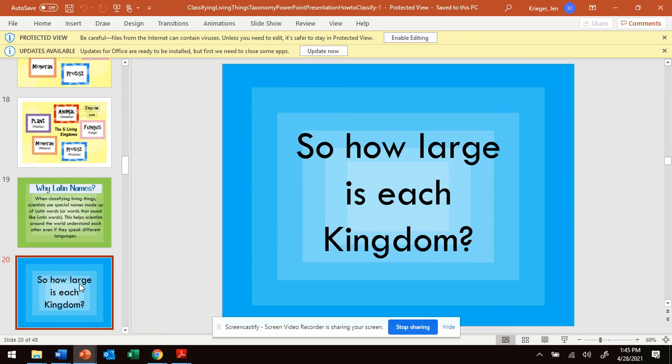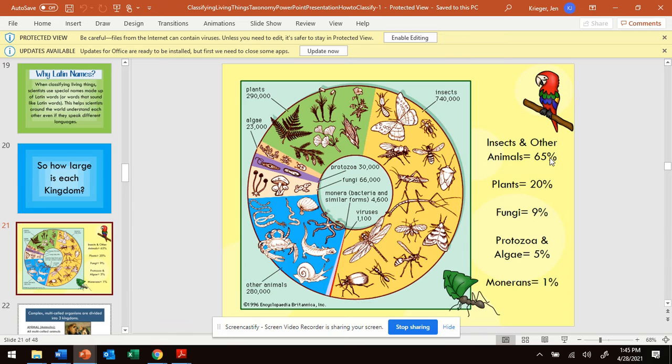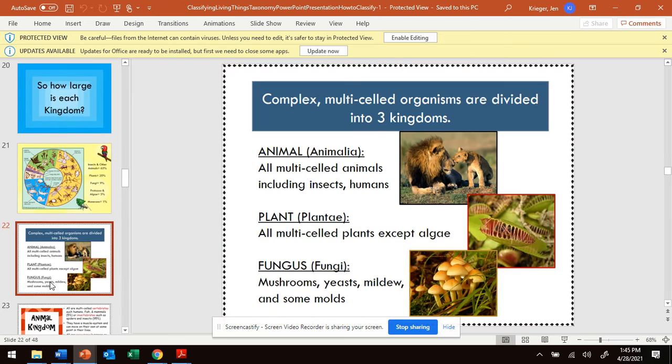So, kingdom is the largest group scientists classify. How large is it? In kingdoms, animals make up 65% of our organisms. Plants come in second, fungi in third, protists, then monerans, which are last. We won't talk much about that. Okay.